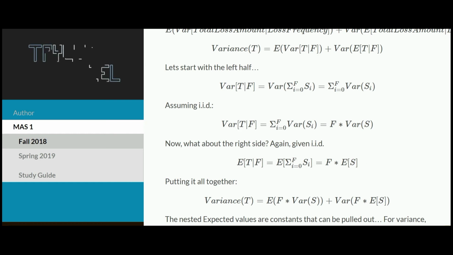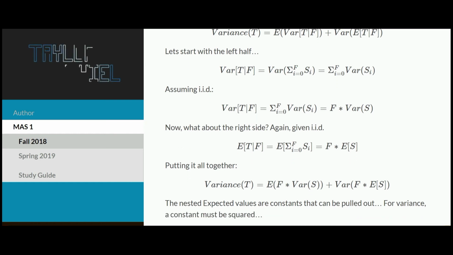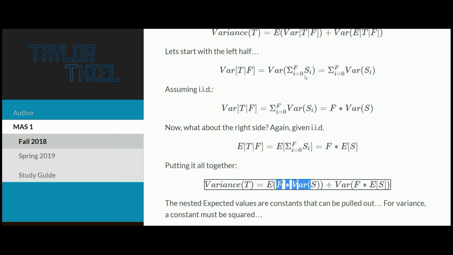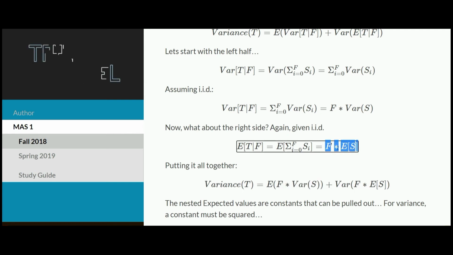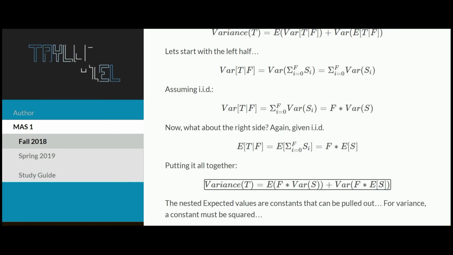So putting that all together, those two things that we solved for were inside the expected value and variance formula. So it's the expected value of, and then the variance times the variance of S times the frequency plus the variance of what we just solved for here, frequency times the expected value of severity.